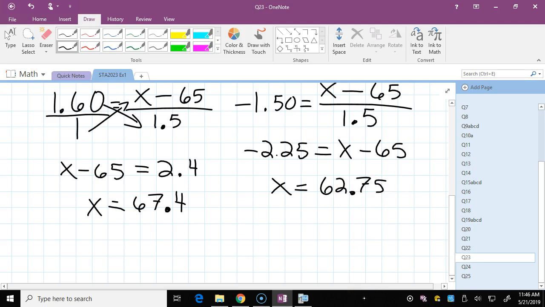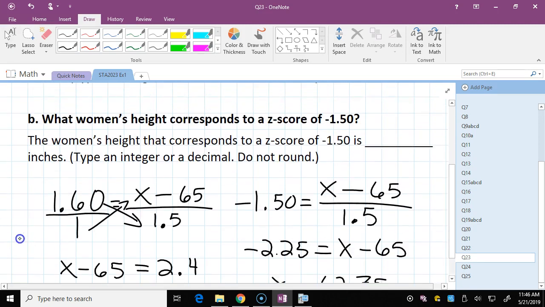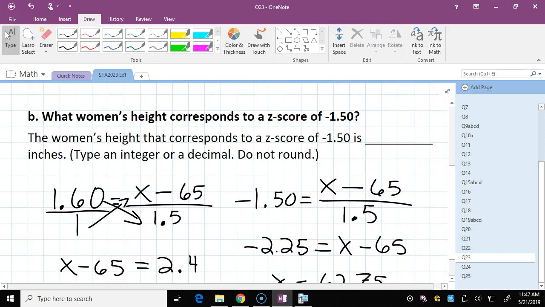There you go. So you just come up to part B and you put in the 62.75. And the little directions down here say do not round, so keep it all. Any question on number 23?